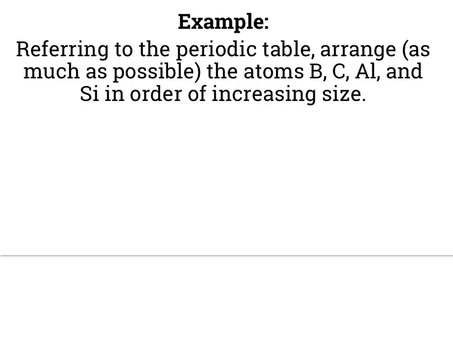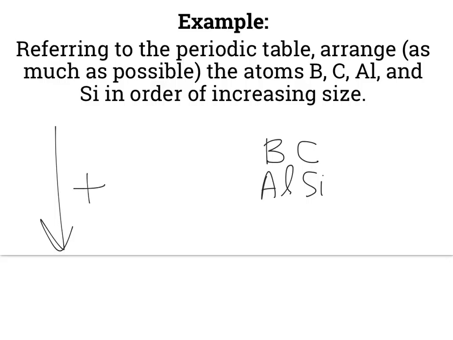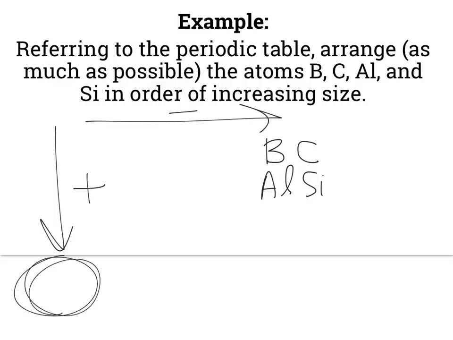Well, on our periodic table, boron's over here, carbon's next to it, aluminum's under it, and silicon's here. Our trend basically says that it gets big as you go down and small as you go across, which basically means that our biggest is here and our smallest is over here. So that means that if we're going by increasing size, our smallest is going to be carbon. Now, our middle one is going to be boron or silicon.